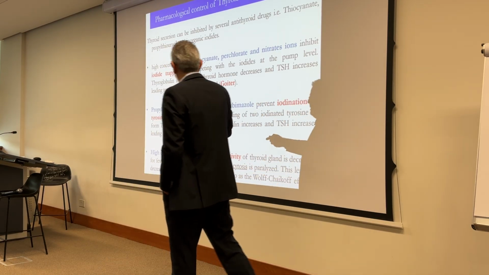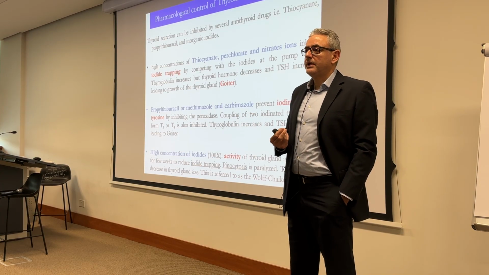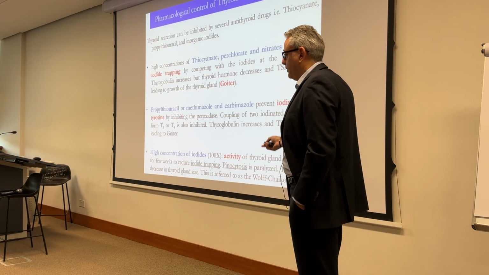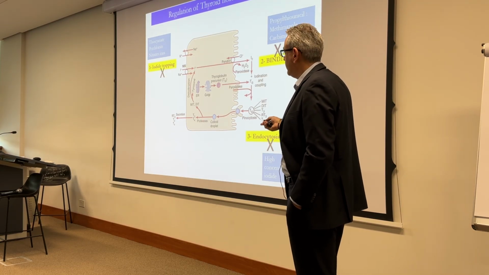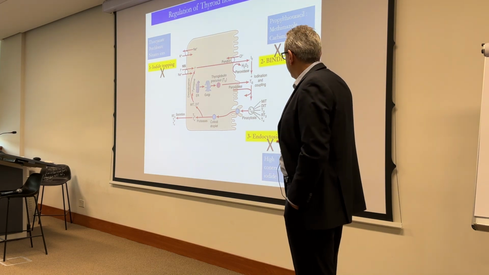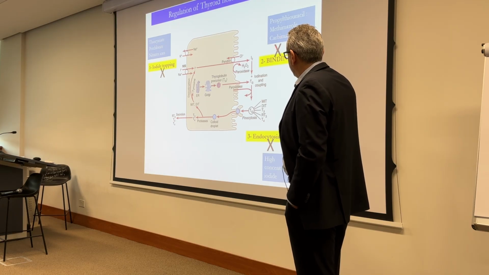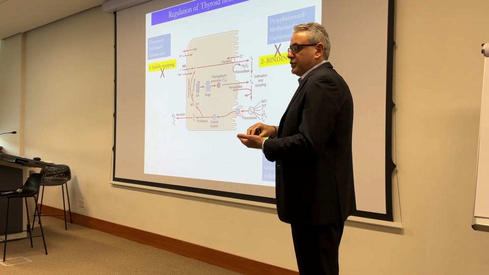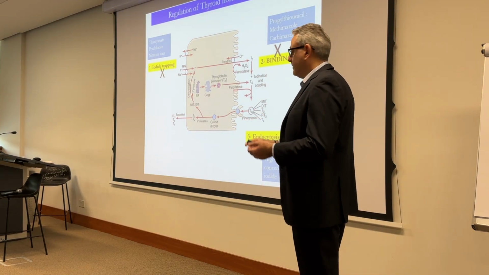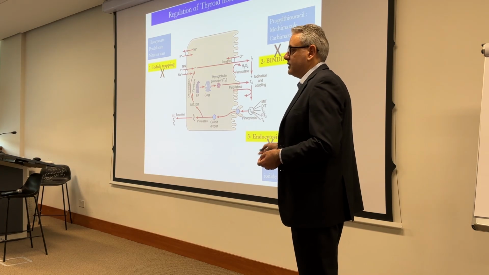Pharmacologically, there are several ways to regulate the synthesis of thyroid hormone. What I wrote here for you is on this scheme. I'll explain it here because it will help you understand things more. Thiocyanate, perchlorate, nitrate ions, all these inhibit what we call the iodide trapping. You know about this mechanism now. Propylthiouracil, methimazole, or carbimazole, they all inhibit the binding or the organification of the thyroglobulin. And a high concentration of iodide will inhibit the pinocytosis or the endocytosis.